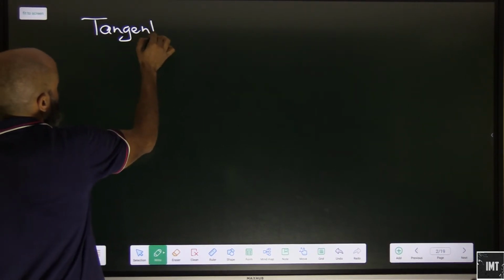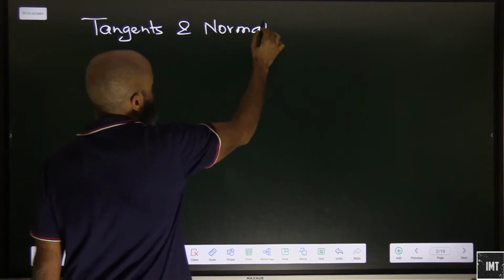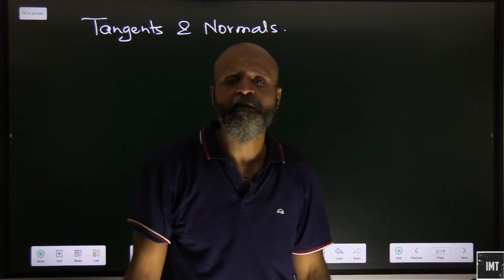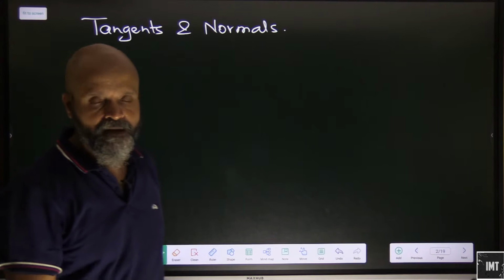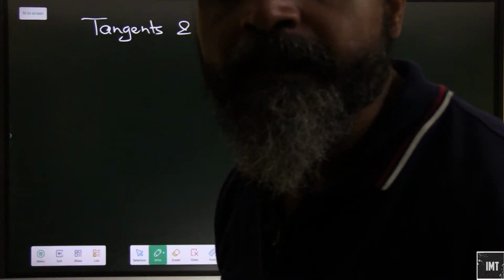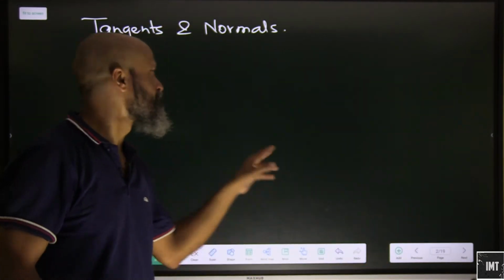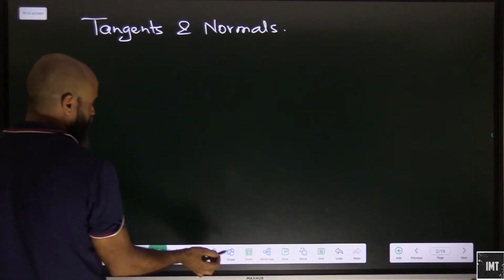So we are going to look for what is the application of derivatives in tangents and normals. So tangents and normals are what we are going to consider in this chapter. So what we are going to study here is tangents and normals. So what is basically a tangent?